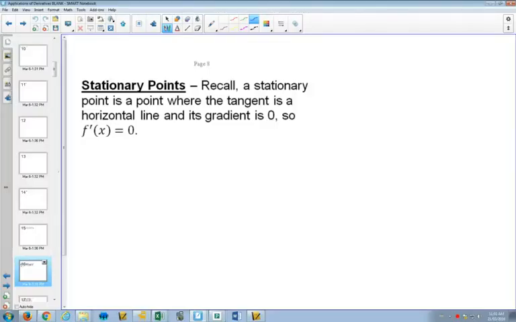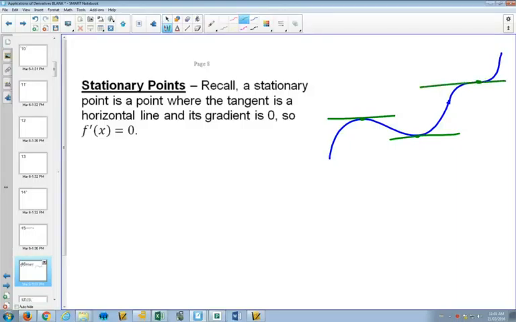So the first important definition that we looked at already a little bit is stationary points. That's whenever your tangent is equal to 0. So whenever your slope is 0, what that would look like is you might have a maximum, you might have a minimum, and we're also going to see that sometimes you could have a point like this.